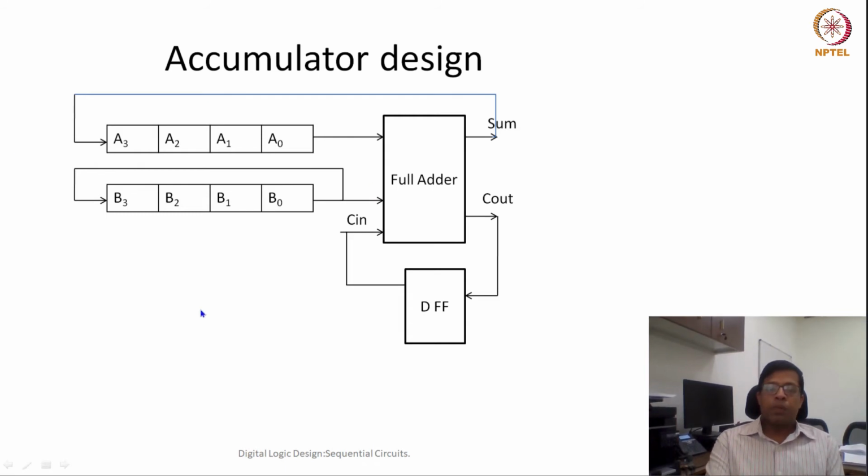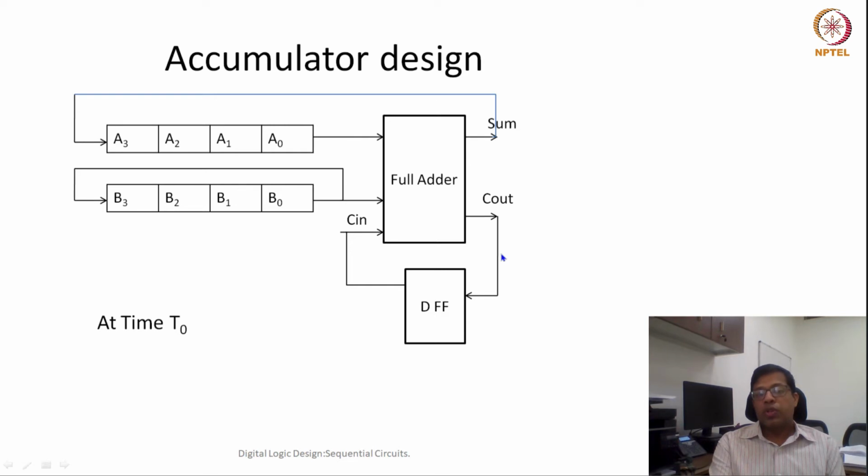Okay, so in cycle 0 at time 0, this would be the configuration where A0 and B0 would be added, A0, B0 and C in. At time 0, C in would be the reset value of the D flip flop, and then we would be computing sum and C out.